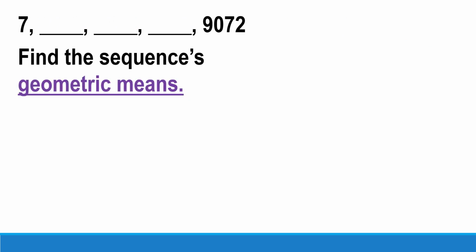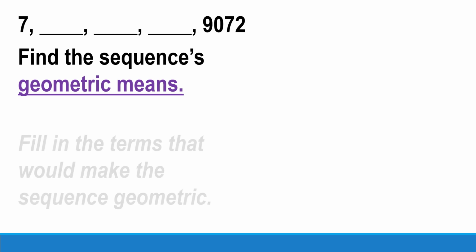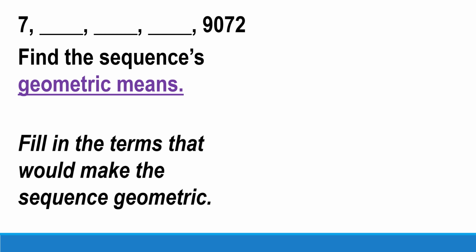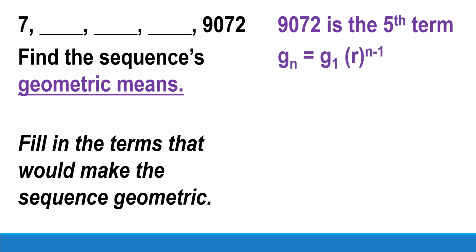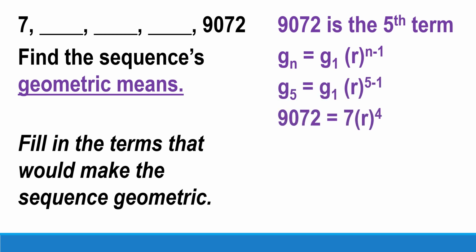Let's redo the same sequence, but this time find its geometric means. Therefore, we're going to need terms that will produce a geometric sequence. 9072 is still the fifth term. So if we take the explicit formula for a geometric sequence and substitute 5 in for n, we can say 9072 equals 7 times the common ratio, which is r, raised to the fourth power. If we need to isolate the r, first divide both sides by 7 and say 1296 equals r to the fourth.